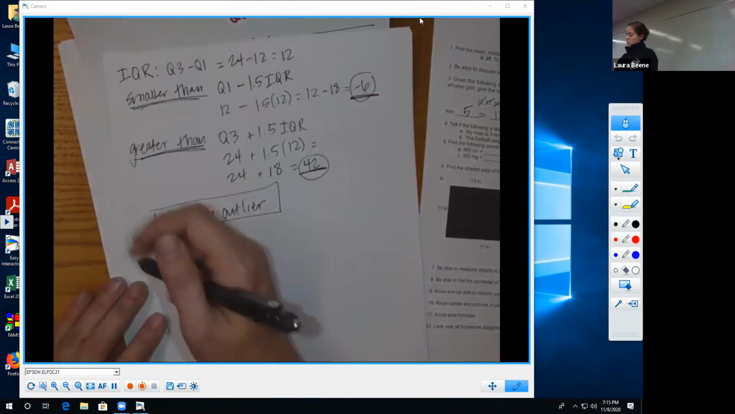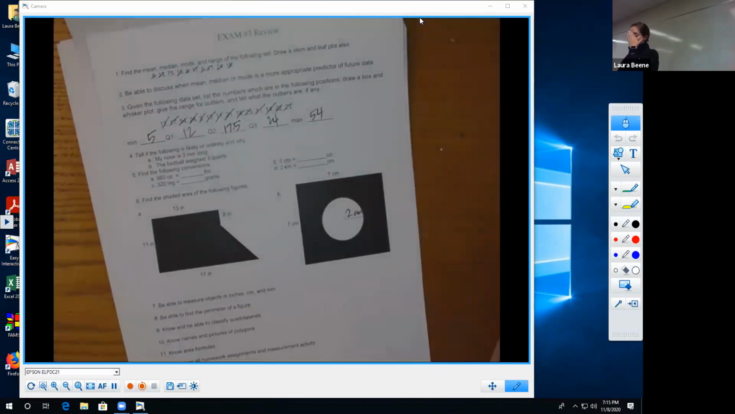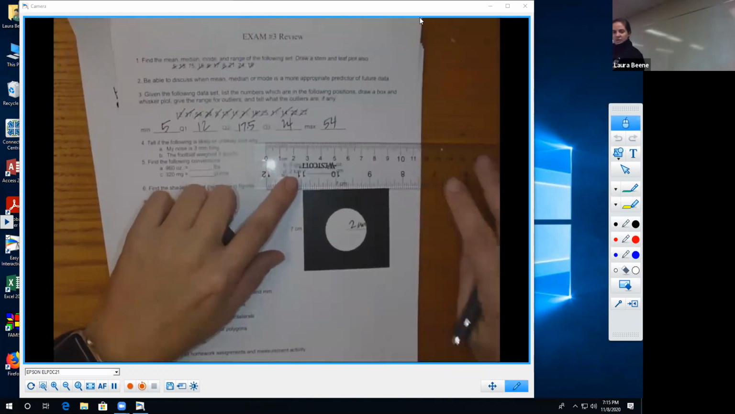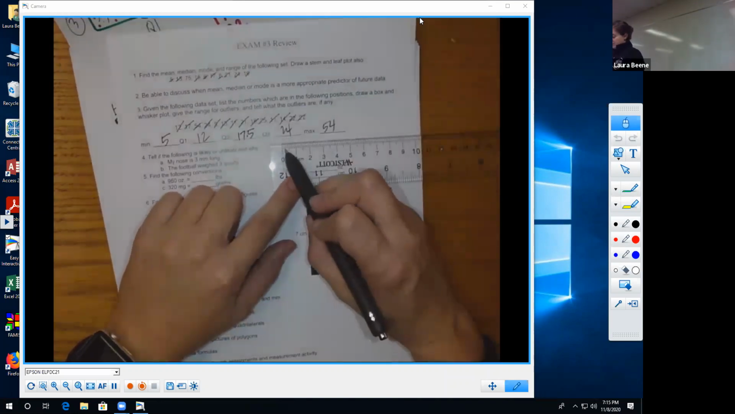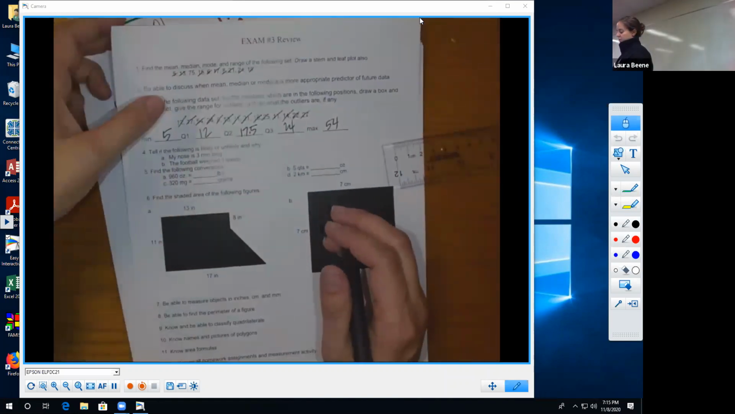For number 4, it says tell if it's likely or unlikely. So my nose is 3 millimeters long. So millimeters are little bitty tiny, which let me grab real fast because I'm going to need that in just a second. Okay, so here's millimeters right here. So 3 millimeters is that long. Okay, so my nose being that long is not likely because that is way too small.